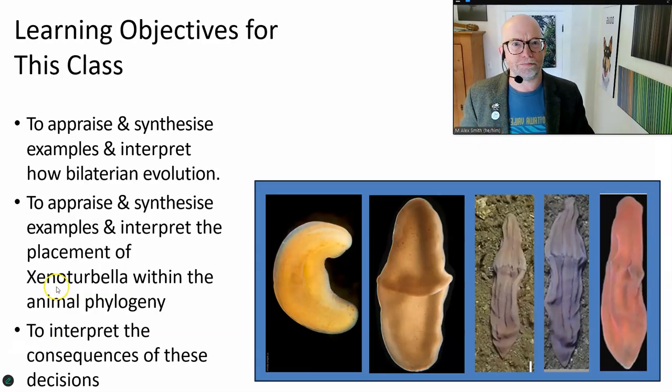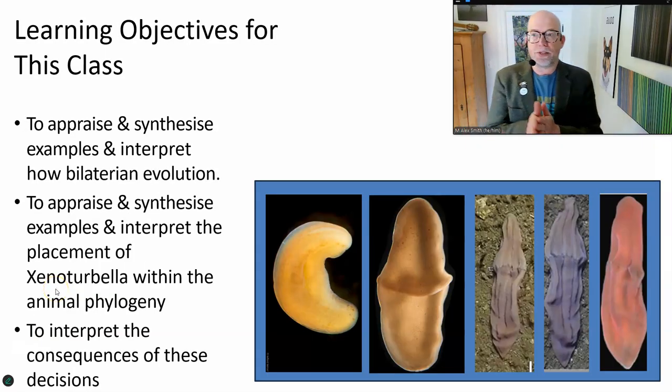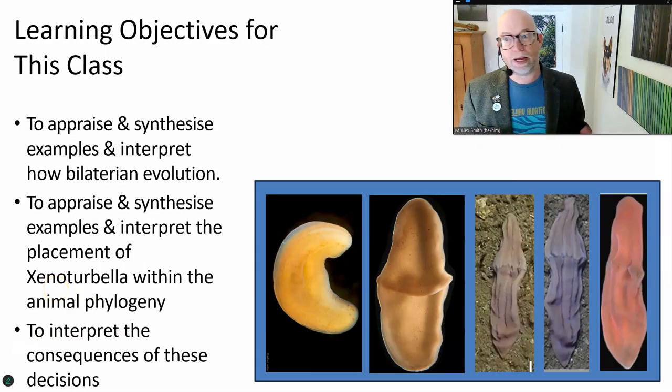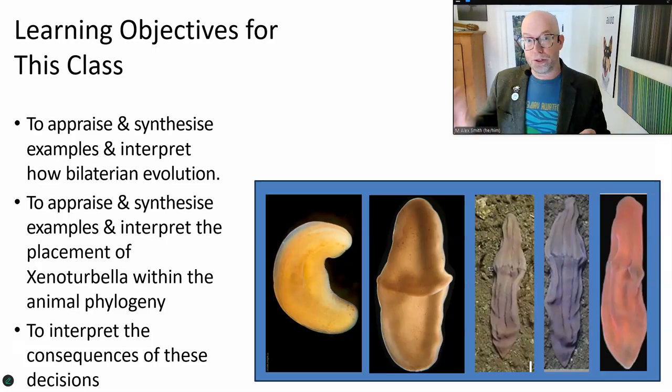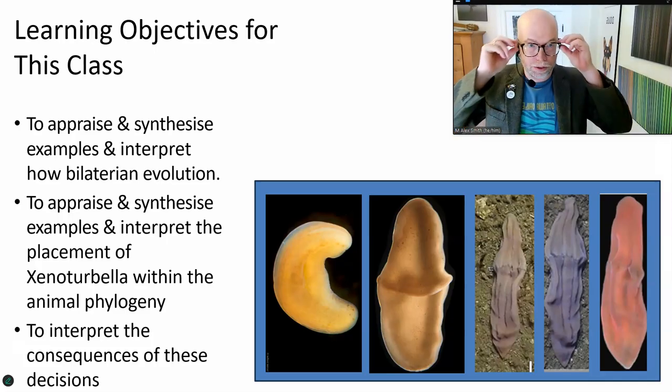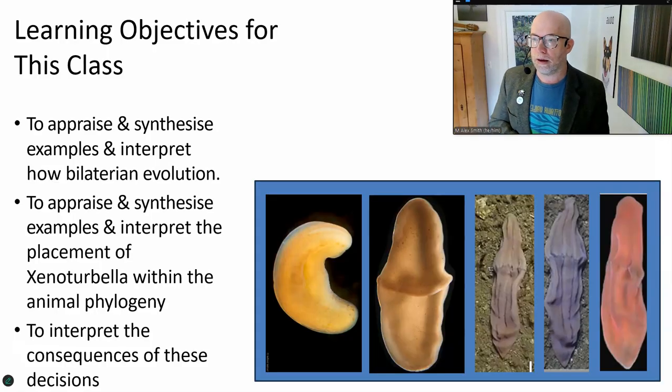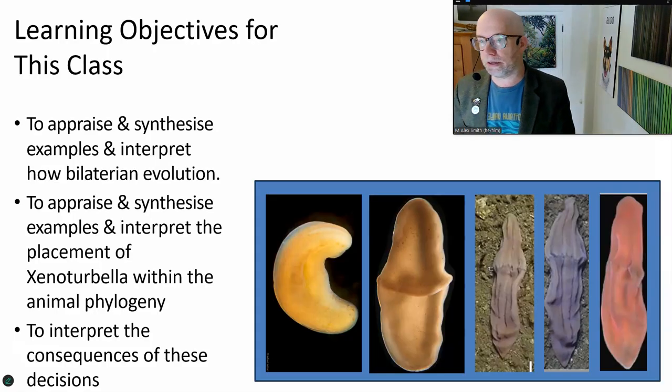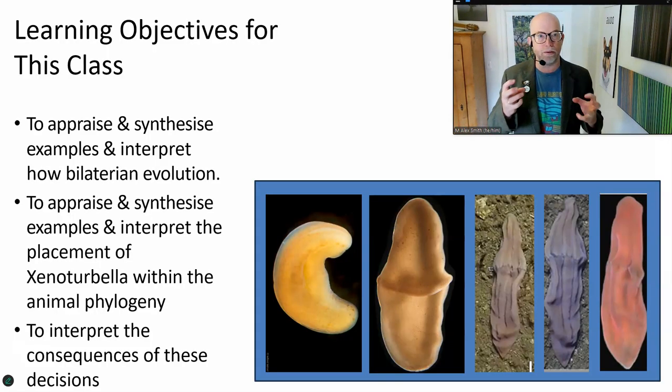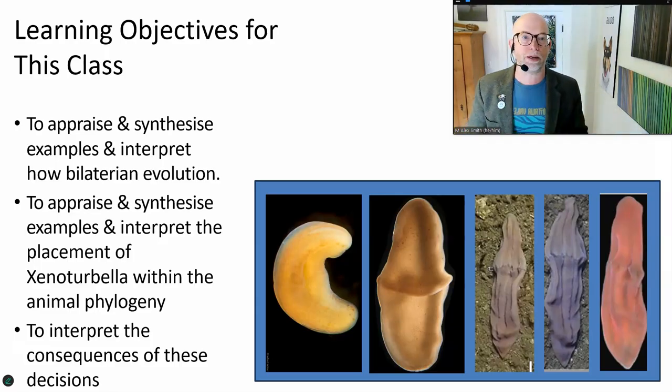So let's begin. The learning objectives I have today are to understand, to appraise, synthesize, and interpret examples of different hypotheses regarding the evolution of bilaterians, to practice the same kind of key fundamental skills in invertebrate morphology and evolution with Xenoturbella, and to understand and interpret the positions and the consequences of those positions within the animal phylogeny.